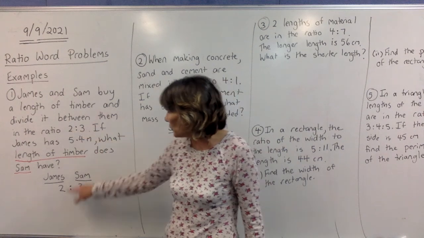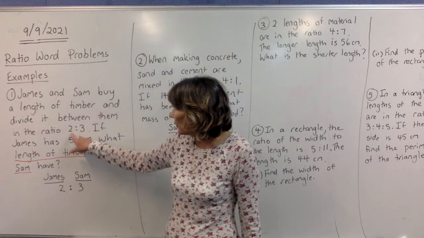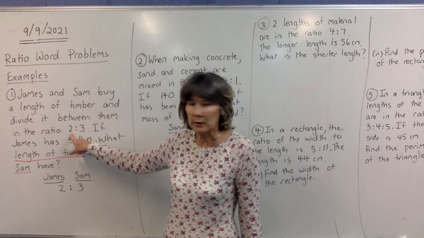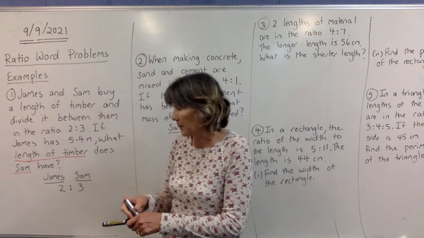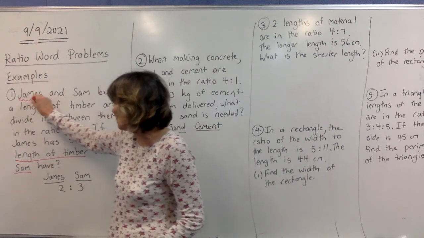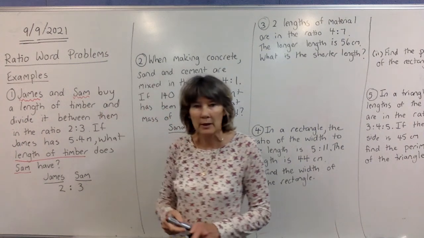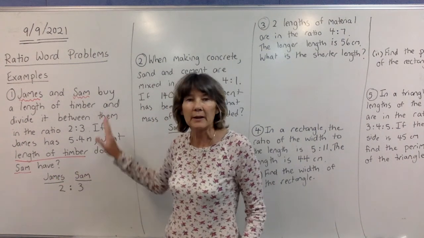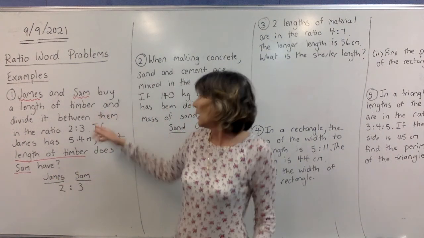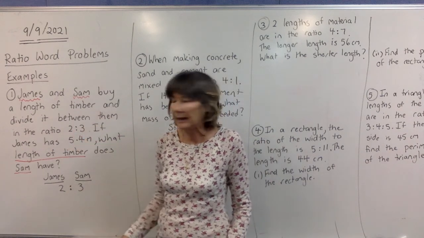Okay, so what we're going to do with our ratio is make sure we have headings. So we've got a ratio of 2 to 3, but the two people they're talking about in this ratio are James and Sam. So you've got to make sure that these two people are our headings. So we write James and Sam down in the order that they're written in the question, and then we write the 2 to 3 underneath.